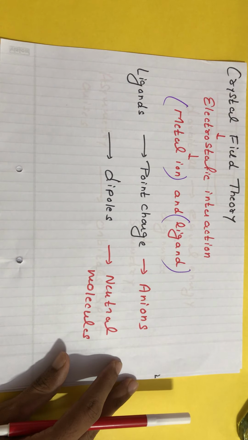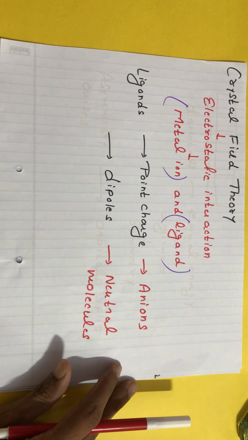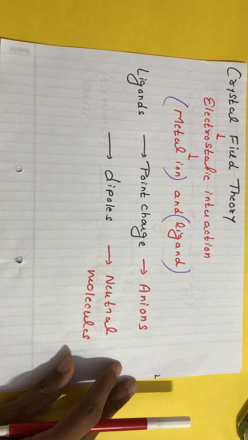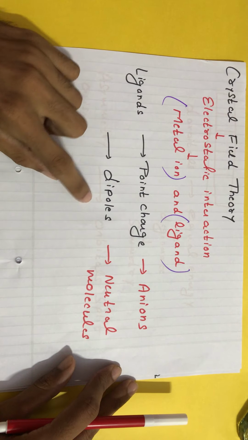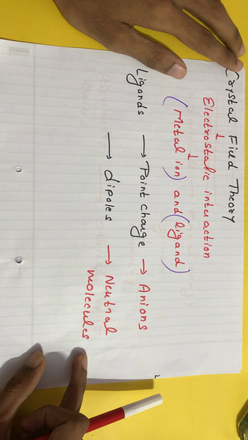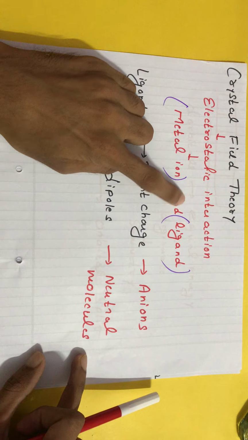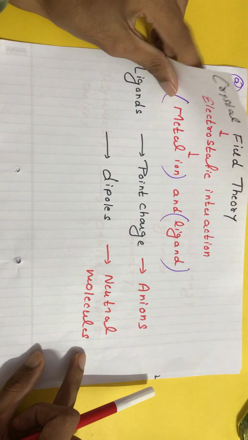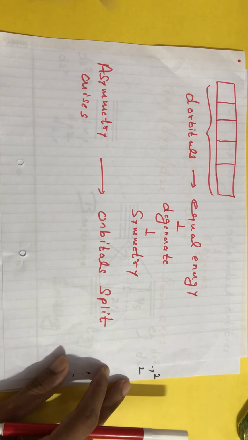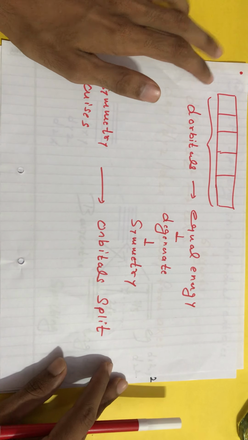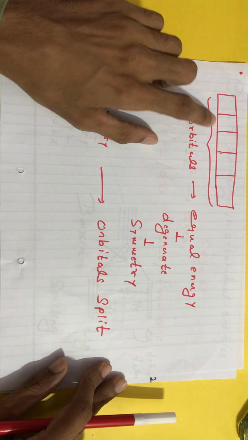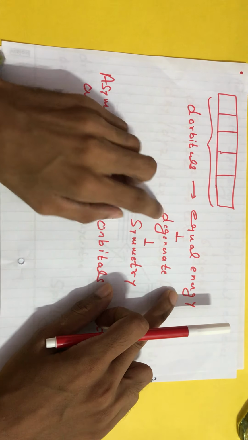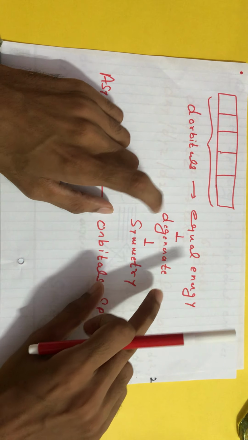The crystal field theory tells that there is an electrostatic interaction between metal ion and ligand. The ligands are point charges as anions, and ligands could be dipoles also, like neutral molecules. So there is an electrostatic force of attraction between a metal and a ligand. First of all we know that there are 5 d orbitals. All are vacant, so they are all equal in energy. Whenever they are equal in energy, these are called degenerate, or a symmetrical structure.